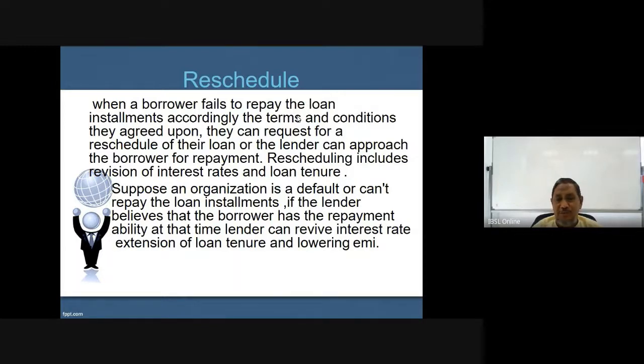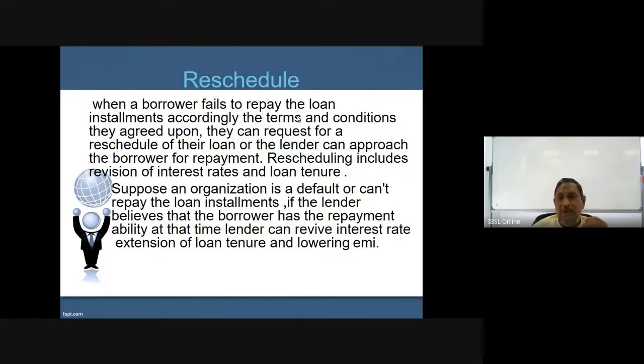It's called rescheduling. Suppose an organization is in difficulty or can't repay the loan installment. If the lender believes that the borrower has repayment ability, at that time the lender can revise the interest rate, extend the loan, and lower the equated monthly installment, EMI. EMI means equated monthly installment. That monthly installment can be reduced.